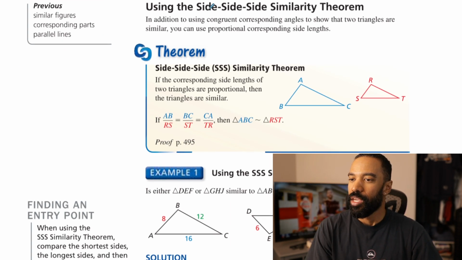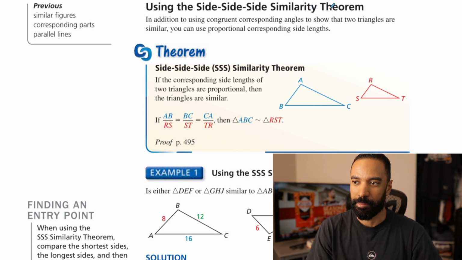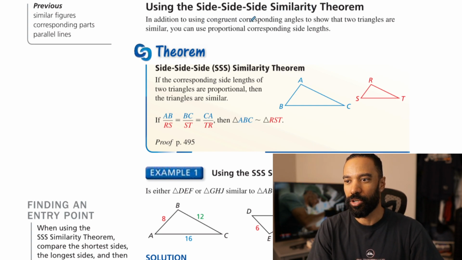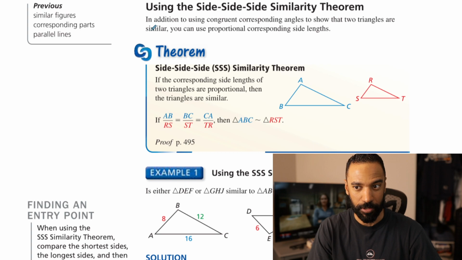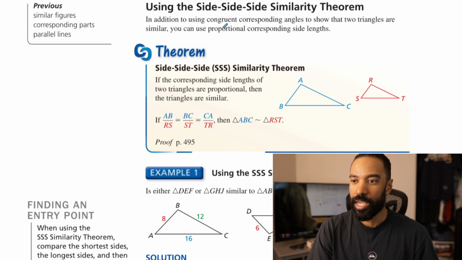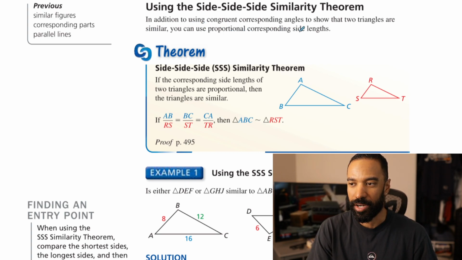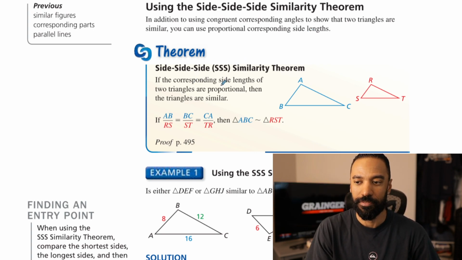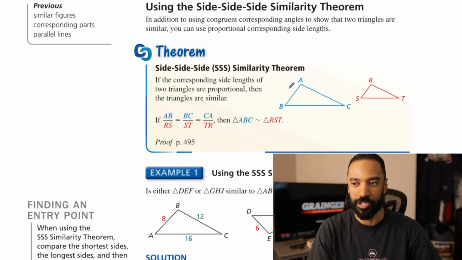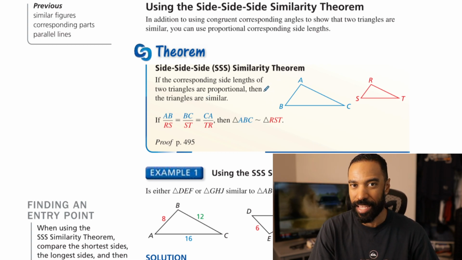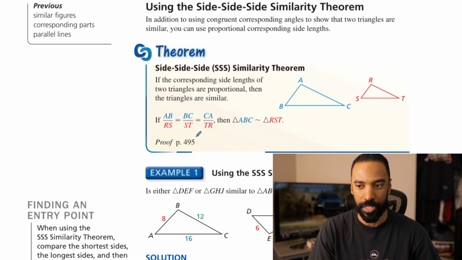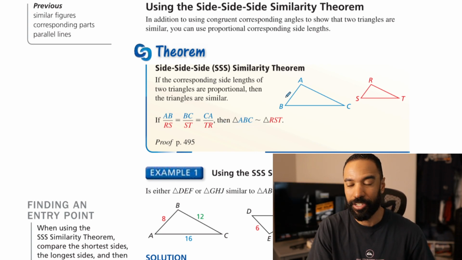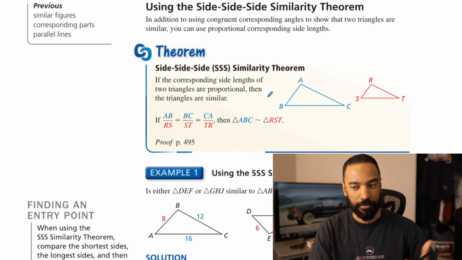Using the side, side, side similarity theorem. In addition to using congruent corresponding angles to show two triangles are similar, angle, angle, you can use proportional corresponding side lengths. Now, side, side, side means if the corresponding side lengths of two triangles are proportional, then the triangles are similar. You need all three sets of sides to be in proportion with each other. They need to share the same scale factor, and you have to have parts that correspond.